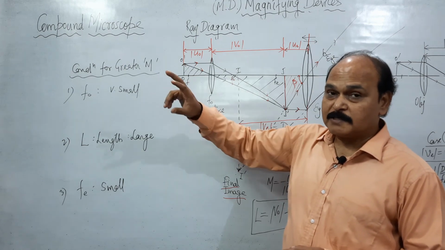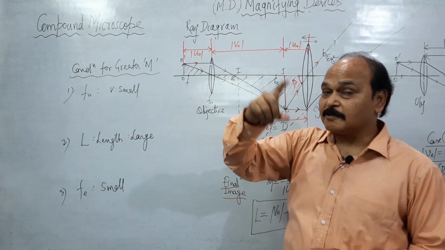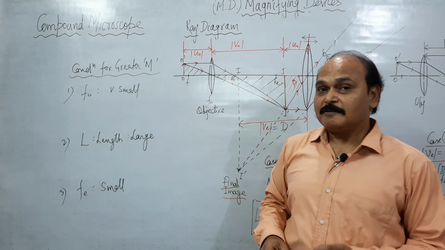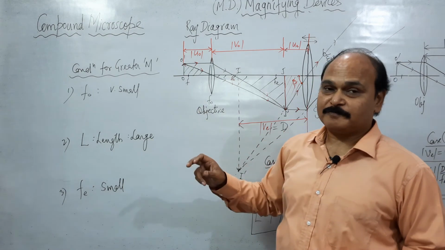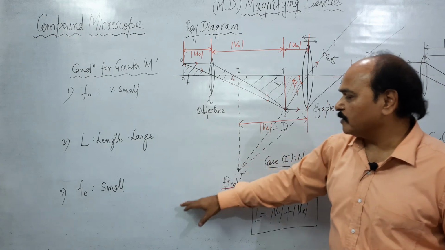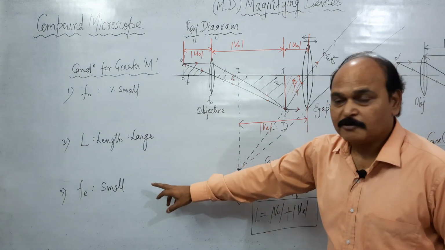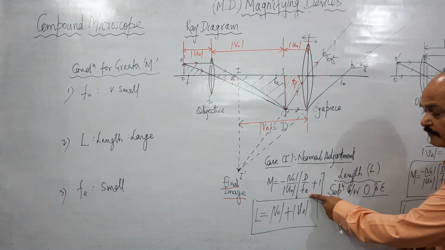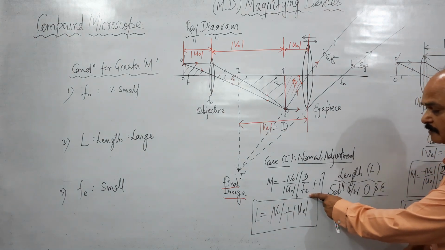So if there are 2 lenses, one of say focal length 1 centimeter, other of 5 centimeter, then 1 centimeter focal length should be used as objective. Now children, these conditions are not here in the formula except the third one. You can see the third condition here in the formula of M. This F naught, Fe lies in the denominator.